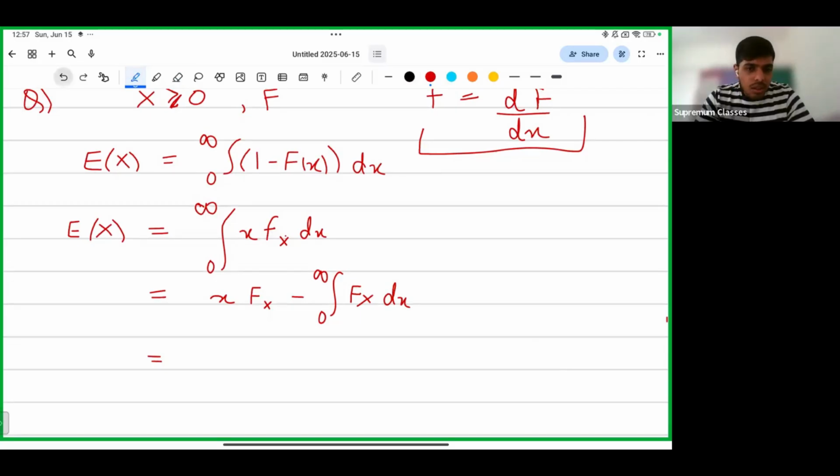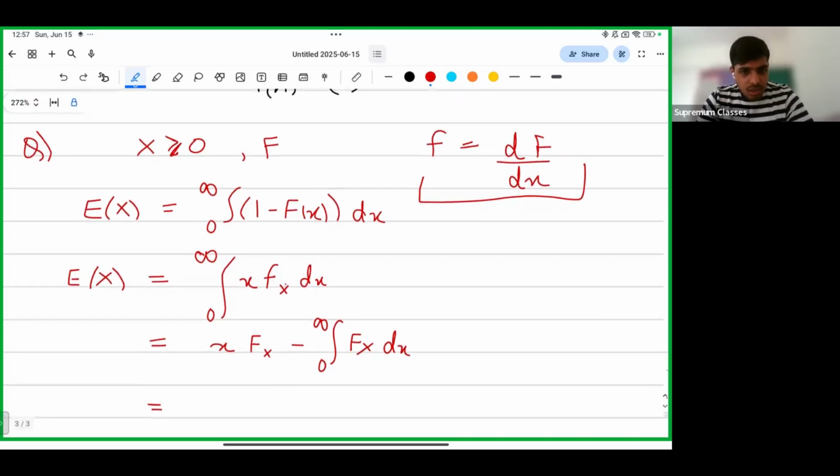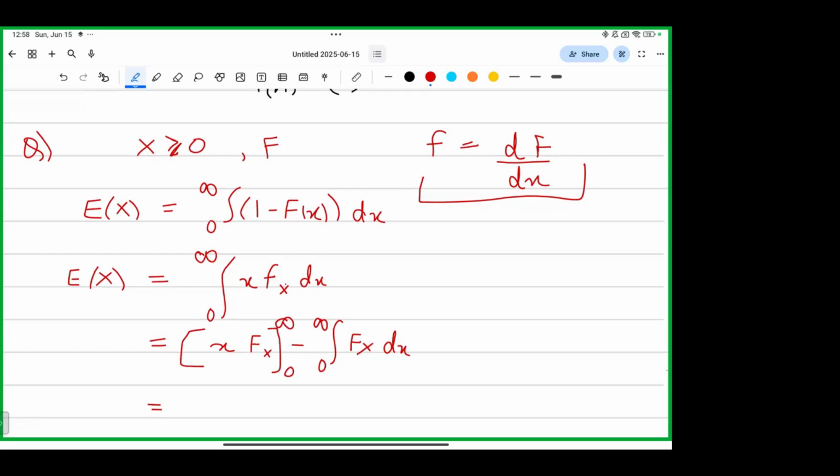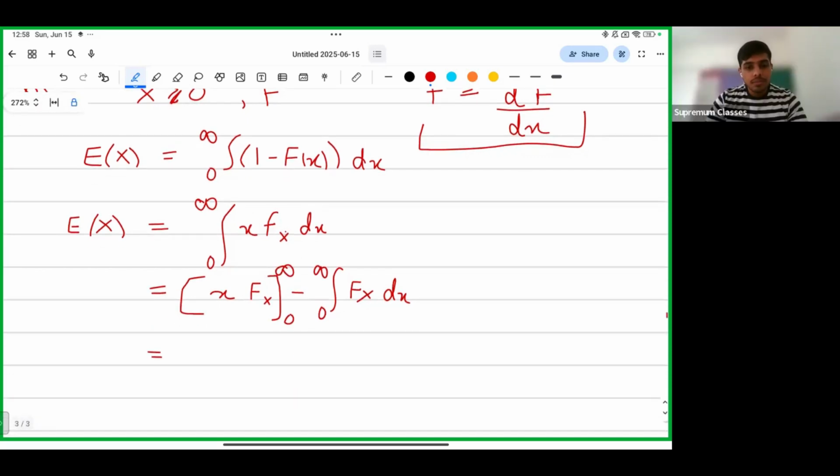So what you have done, you have taken x, you have done the integration of x. Why haven't you put any limit on x? It also has limit 0 to infinity, right? Do you remember integration by parts? Yes.